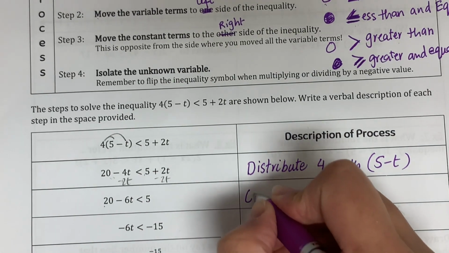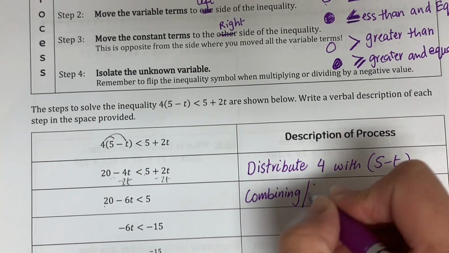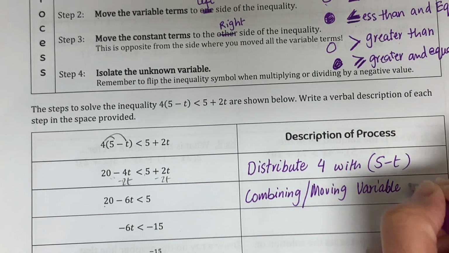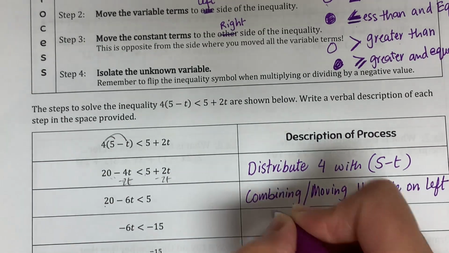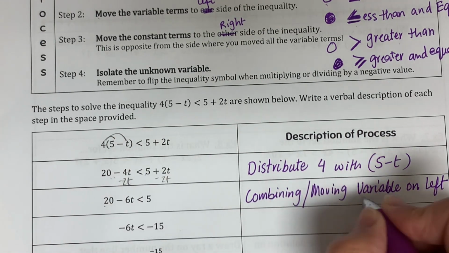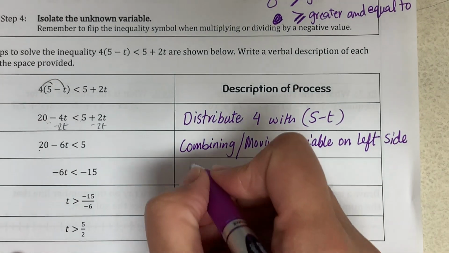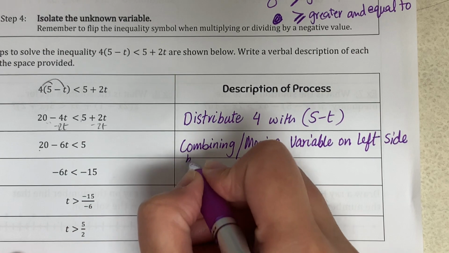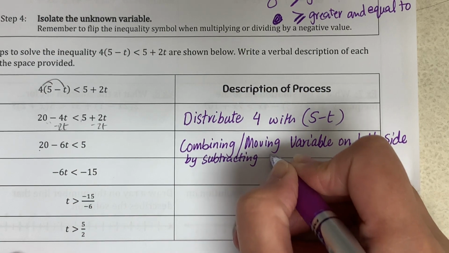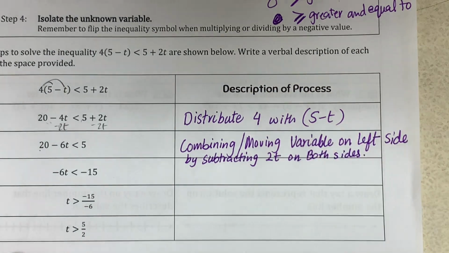So it was combining or moving the variable on the left, by doing the opposite sign, which in this case was minus 2. So combining, moving the variable on the left side, by subtracting 2t on both sides. Oh, I'm running out of space. I should have written smaller.